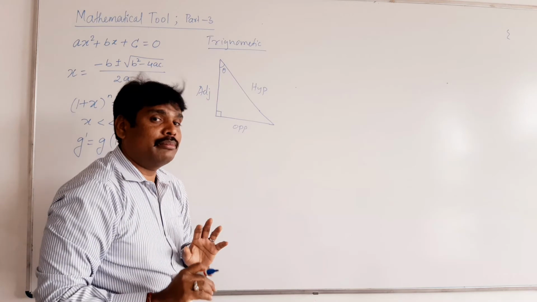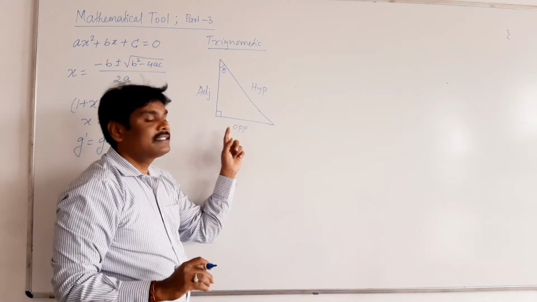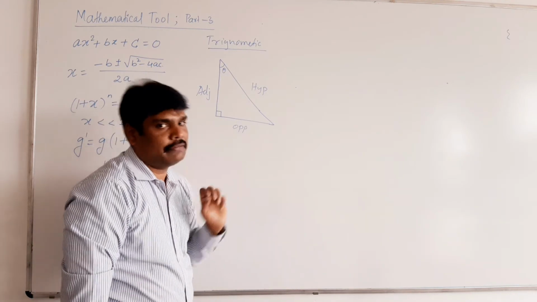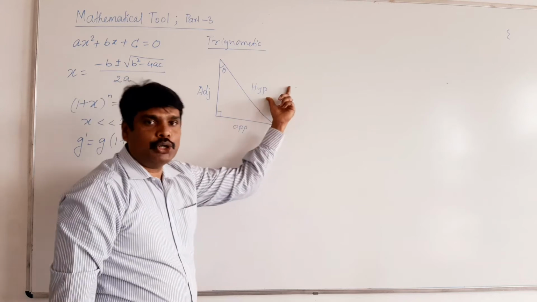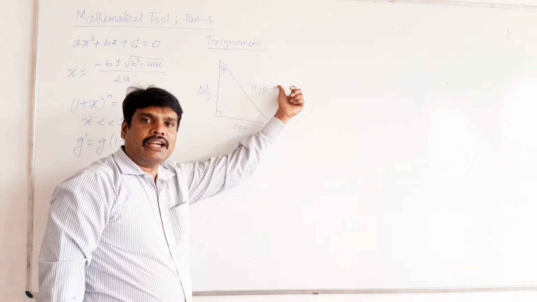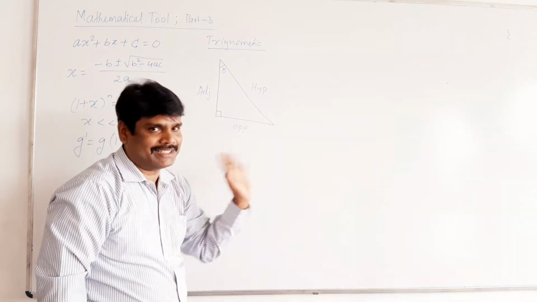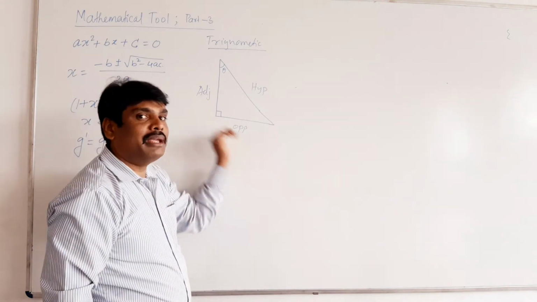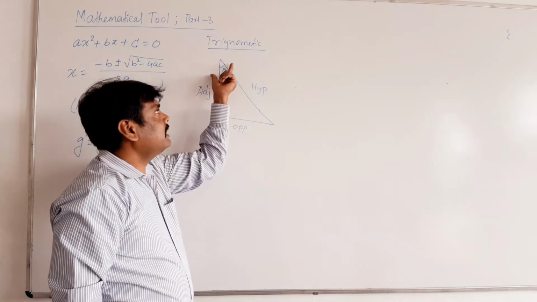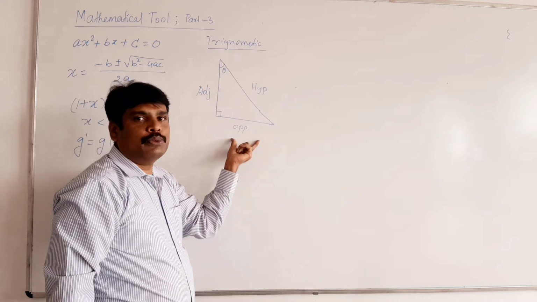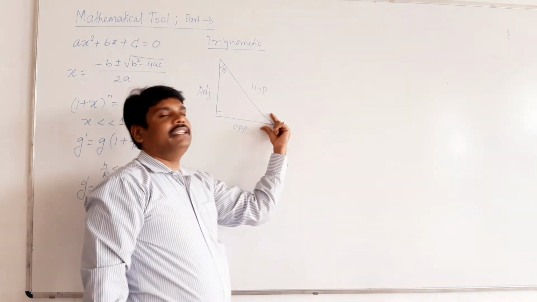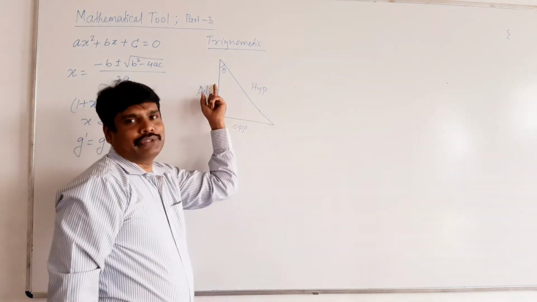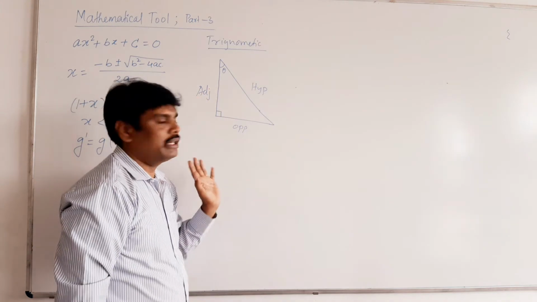You have to remember these three sides of the right angle triangle carefully. One is the hypotenuse, exactly opposite to 90 degrees. The hypotenuse does not change, it is fixed. But the position of the other sides may change. If the reference angle theta is here, this is the opposite. If the reference angle theta is here, this will be the opposite. Only that thing you have to remember carefully.